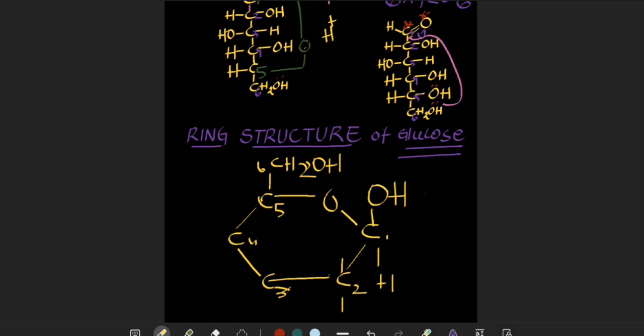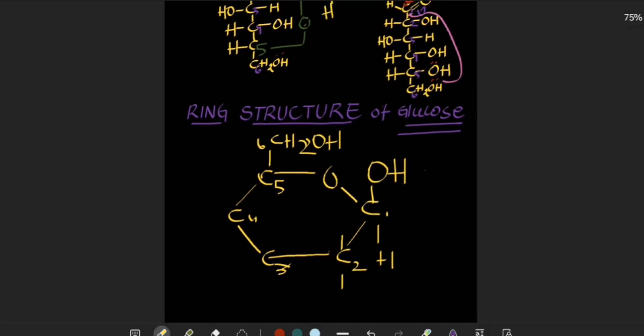So whenever a hydroxyl group is present on the right side, it's going to go downwards, and if it is present on the left side, it's going to go upwards. So that is how the structures are drawn. It's present on the right side, so I'm going to draw it downwards, right? It's going to be OH and it's going to be H, right?